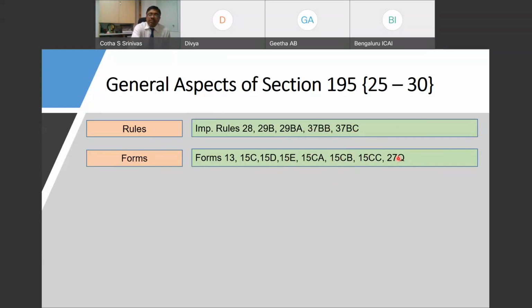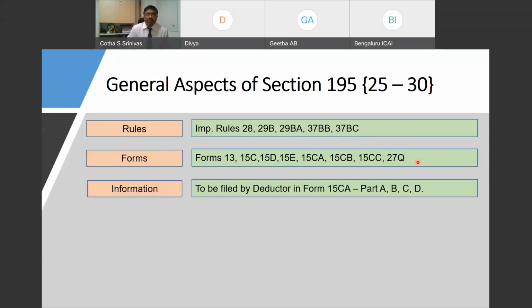Then 27Q: we know that is a quarterly return that needs to be filed for non-resident payments. Then information to be filed by the deductor in Form 15CA. That is the information we are talking about under Rule 37BB. It has to be filed by the deductor in Form 15CA. There are four parts: Part A, Part B, Part C, and Part D for Form 15CA.